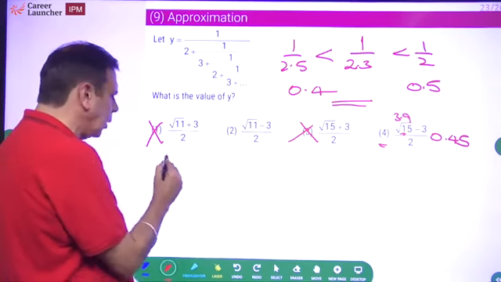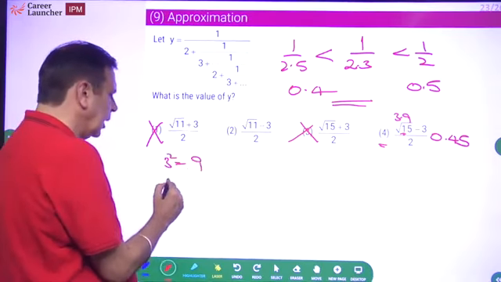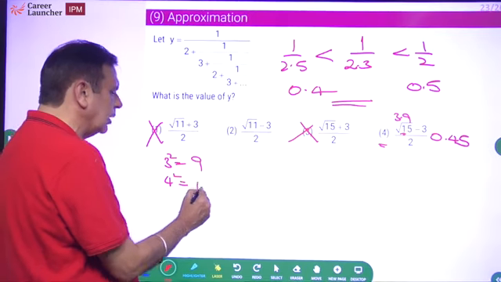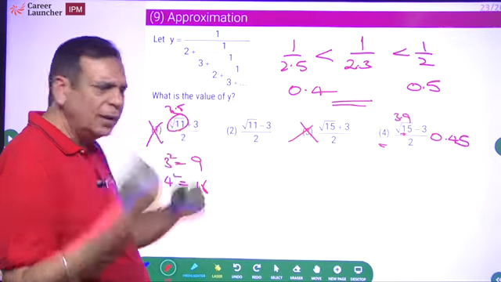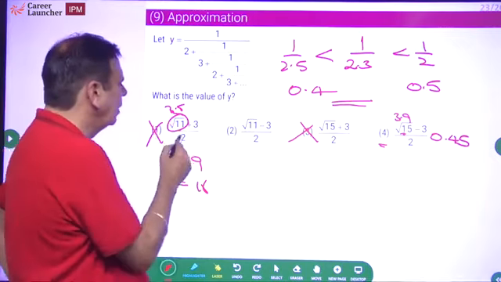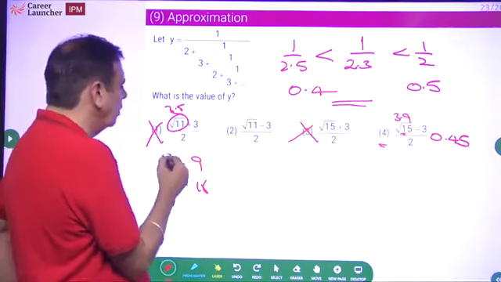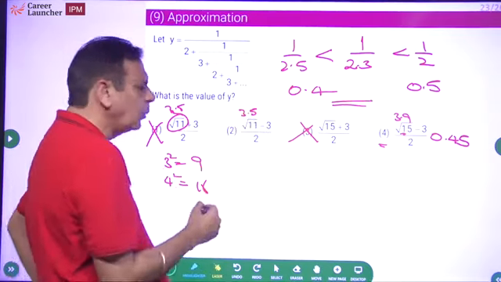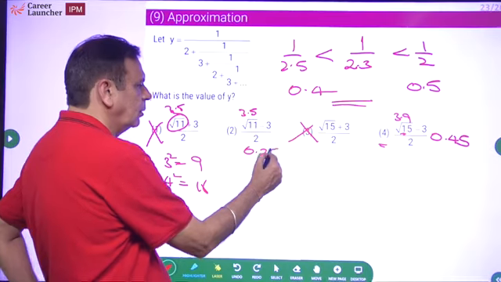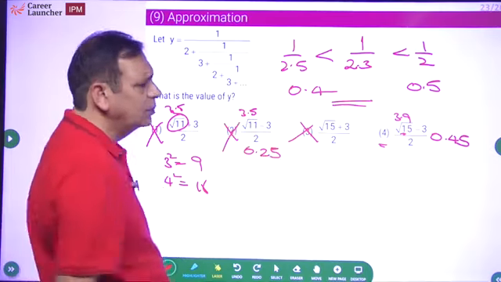Okay, you know 3 square is equal to 9, and you know 4 square is equal to 16. So can I say this should be approximately 3.5? Approximately. So if it is 3.5 plus 3, 6.5, not this one, sorry. This one, 3.5 minus 3 is 0.5 by 2, 0.25. Less than 0.4, wrong choice.